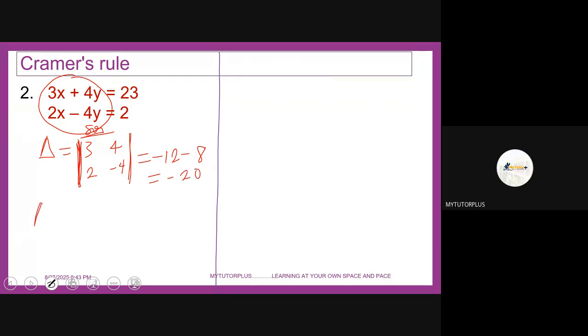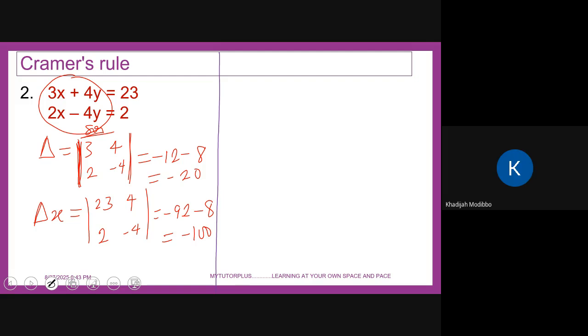Then the next thing for us is to get delta x. So what will be the value of delta x for this one? Delta x will simply be 23, 3 and 2, right? Then 4 and minus 4. And that would simply be what now? 23 times minus 4 will give us minus 92, right? Then minus 2 times 4 will give us minus 8. So minus 92 minus 8 will give us minus 100, right?